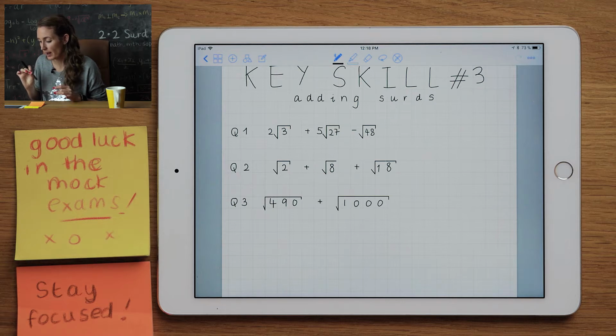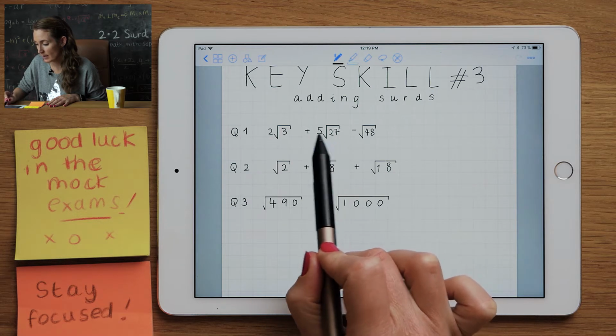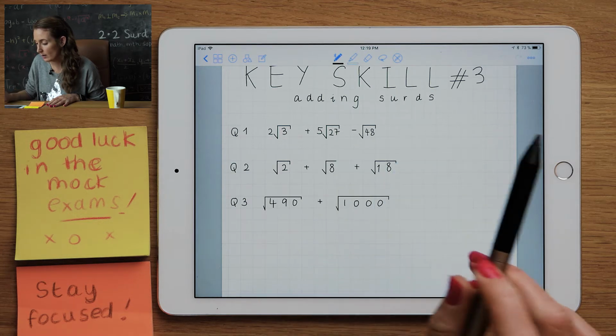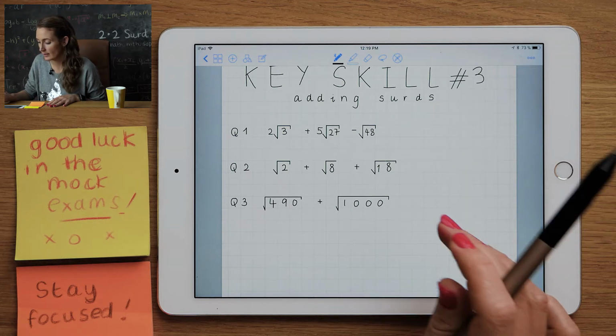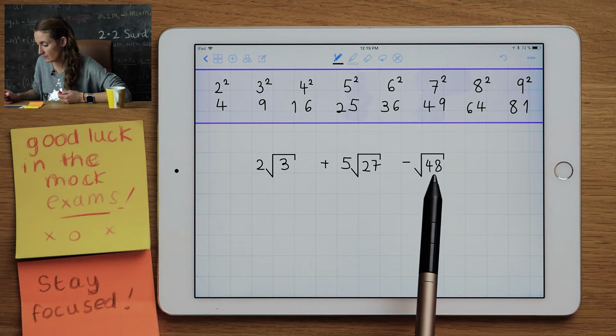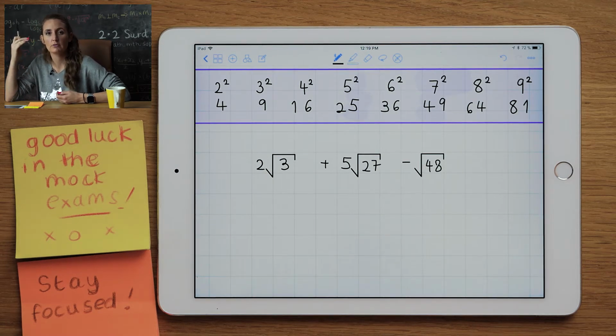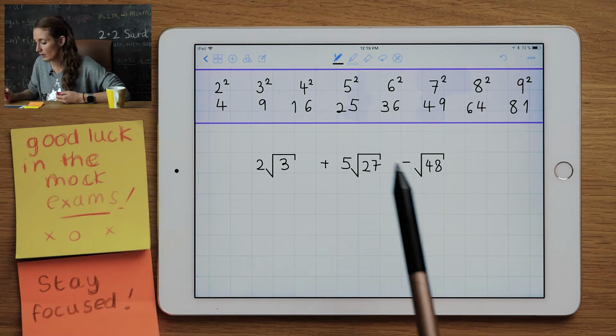But if you think back to what you've learned in Key Skill 1, 27 can be broken down and expressed as a square root 3. So we're going to have a little look at how to do that now. All of these numbers, 3, 27 and 48, they can all be divided by 3. And we think back to what I mentioned before about the divisibility rules.